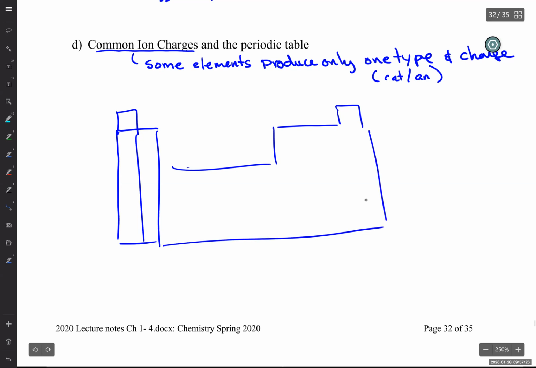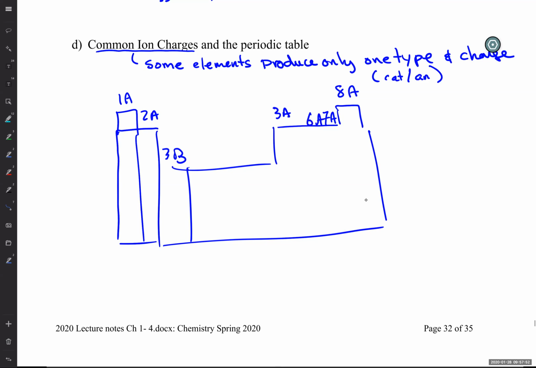Where's my periodic table? All right, so this is 1A. This is 2A. And this is 3A. This is 3B. Okay, so go like that. And then this is 8A, 7A, 6A. So I'm not drawing the whole periodic table because you can't do this with the whole periodic table, right?